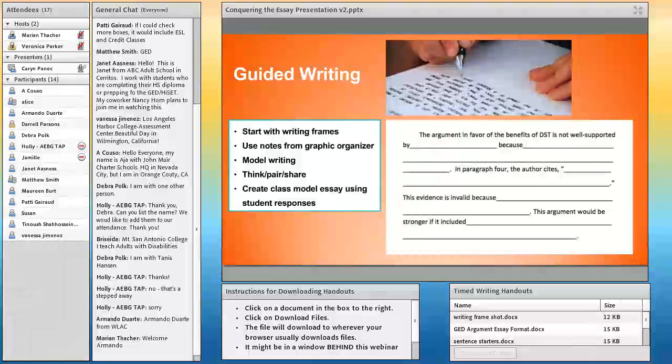And then from here, they can share with a neighbor. We can use the think, pair, share idea, where you work on it alone, share with a neighbor, share with a partner, and then you can give the partner one question to ask.